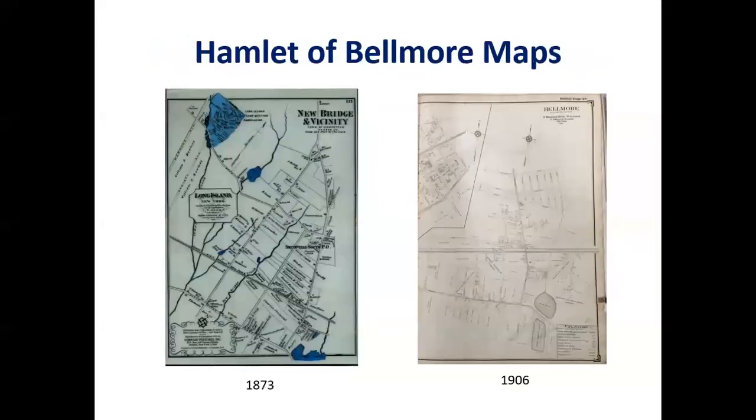Wow. So these are maps of the hamlet of Bellmore, and the weird thing about Bellmore is that Freeport is an incorporated village, and there is a layer of government in Freeport. So they have a town hall and these records. Bellmore is just part of the town of Hempstead. That's it. So we really don't have a local repository for these treasures. But we use the Beers maps and the Belcher Hyde atlases.